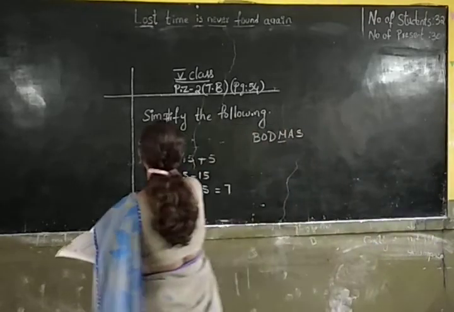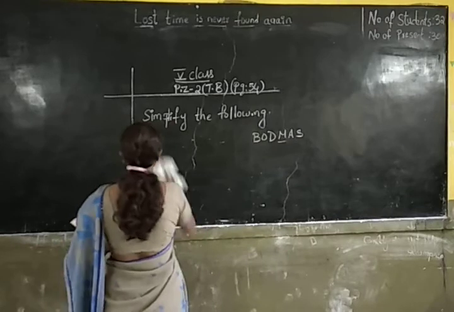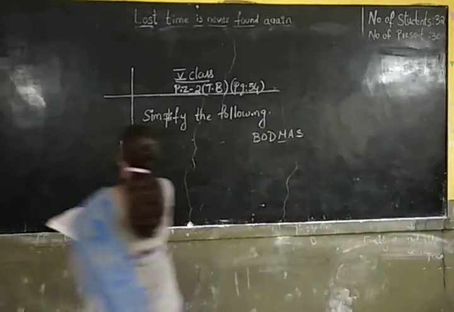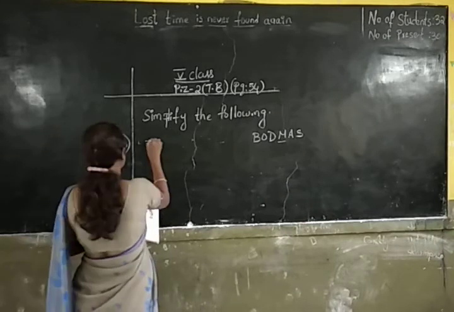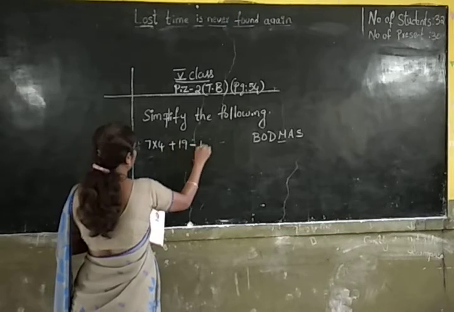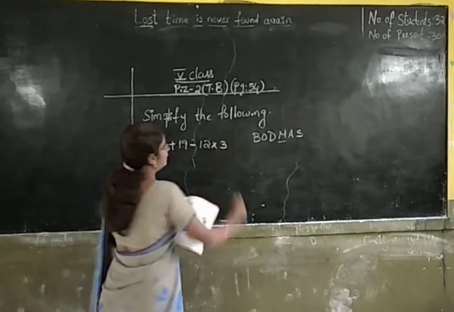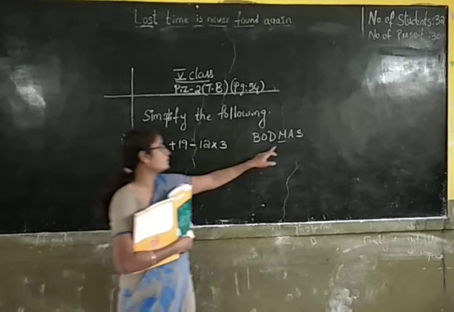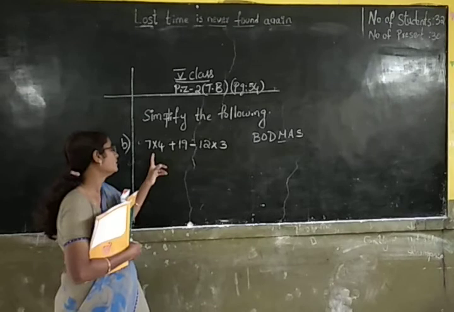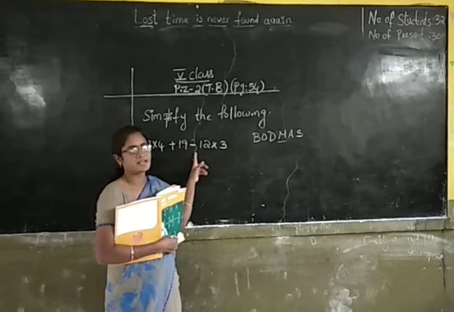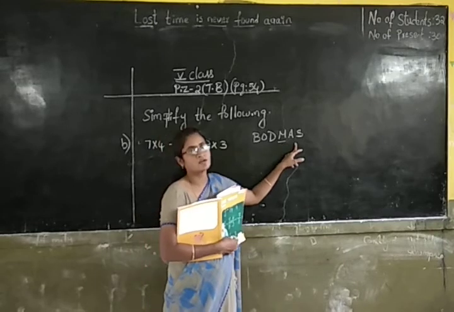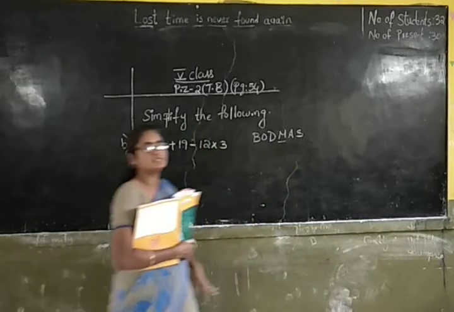Okay children, now let us do the B sum. What is the B sum? The B sum is 7 into 4 plus 19 minus 12 into 3. According to the BODMAS rule, first we have to do multiplication. Here in this mathematical expression, three operations are given: multiplication, addition and subtraction. So according to the BODMAS rule, first we have to do multiplication, then we have to do addition and at the last we have to do the subtraction.